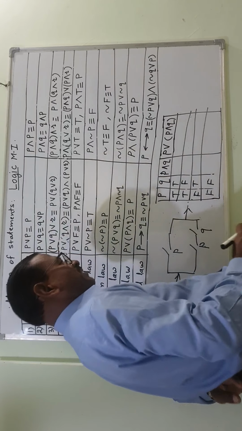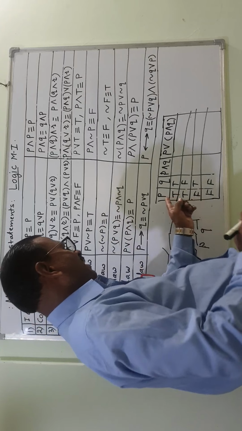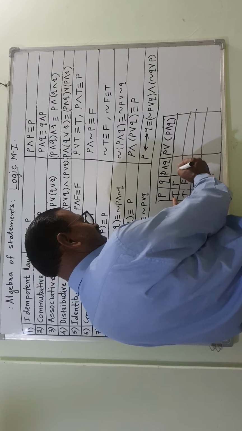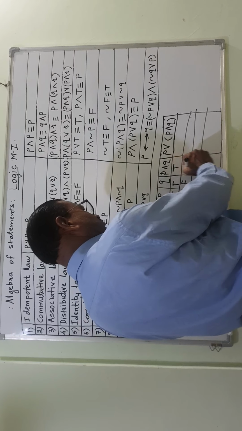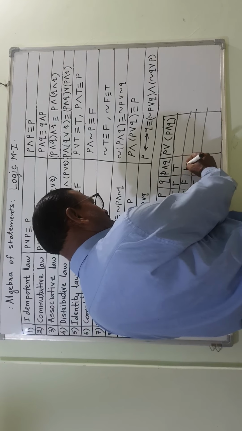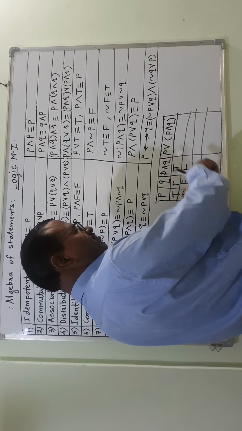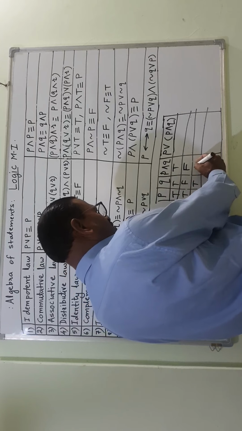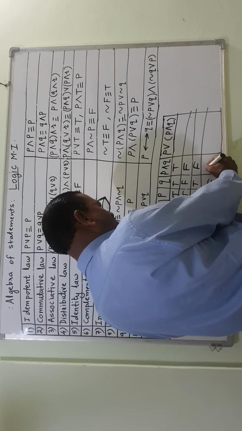Now I will do this P and Q. These two are in series now here. T and T in series, true. These are in series, so this will be false. From one switch the current will go, from the other switch it will not go, so it will be false. For this also it will be false. And for this also it will be false.